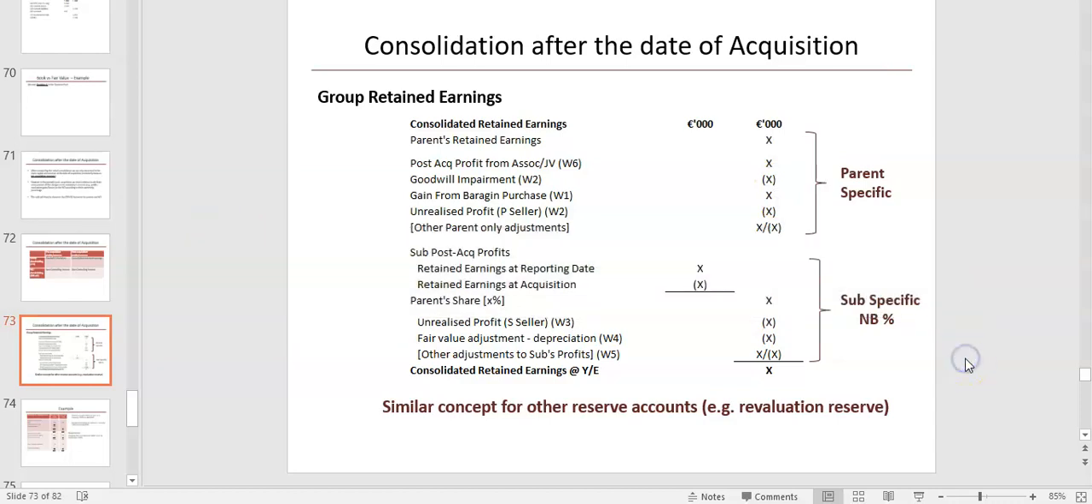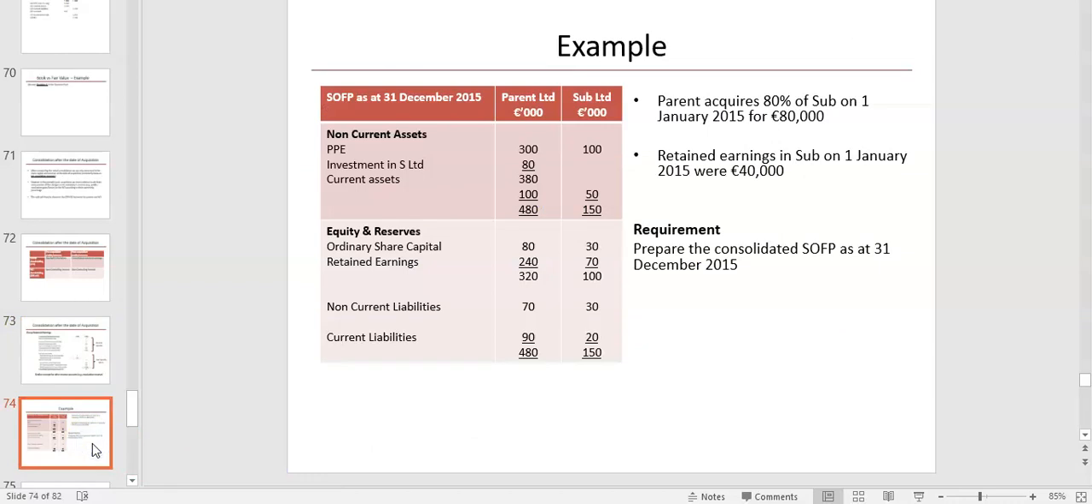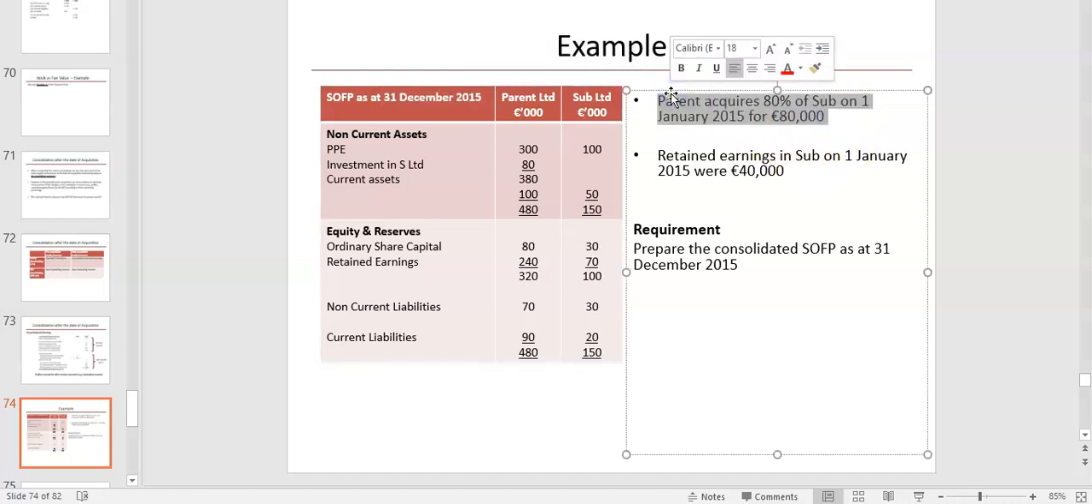So we are layering on a lot now, and it'll take a bit of practice. That's why I want you to go back to that question pack 1 and do question 1 to 6 as well. So take this example. We started with parent P and S before, but we're now looking at it slightly differently. We're given the statement of financial position, be careful, at the year end, 31st of December 2015. However, the acquisition date was the 1st of January.